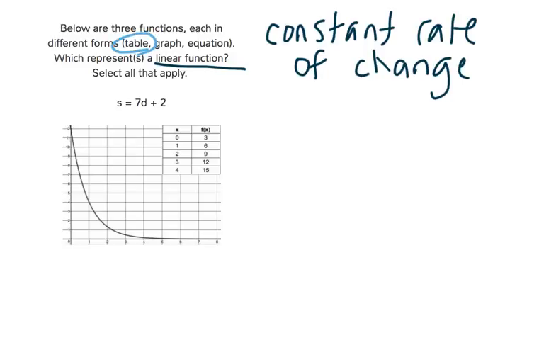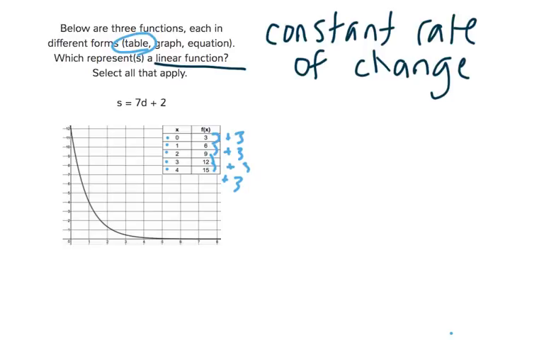In the table here, we can see that we have our x values 0, 1, 2, 3, 4. So everything is in an even interval there. And then if we look at f of x, we have 3, 6, 9, 12, 15. So it looks like to get from 3 to the next, we add 3. To get from 6 to 9, we add 3. To get from 9 to 12, we add 3. And to get from 12 to 15, we add 3. So that's a constant rate of change.